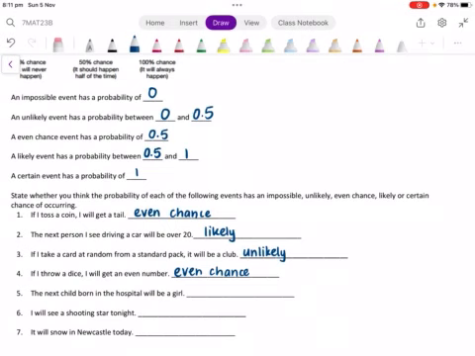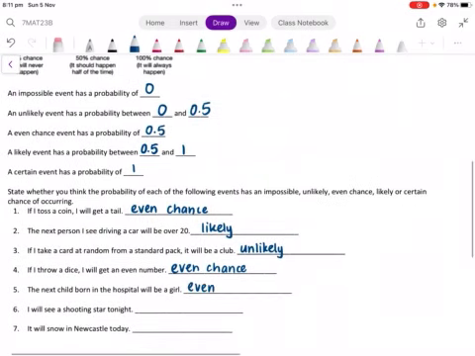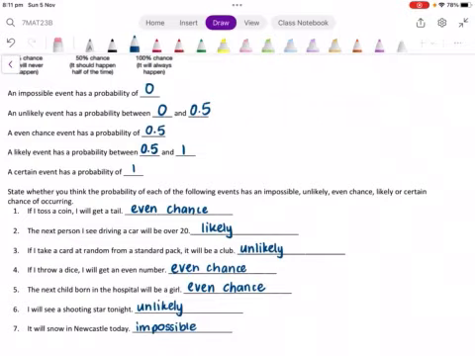The next child born in the hospital will be a girl. This is again even chance, as we can only get a boy or a girl, or a female or a male baby. I will see a shooting star tonight. Now, shooting stars can happen, so it is very unlikely. And the last one, it will snow in Newcastle today. Now, I don't think it's going to snow in Newcastle. I don't know the last time it snowed in Newcastle. It's not somewhere where it snows, so it is impossible.